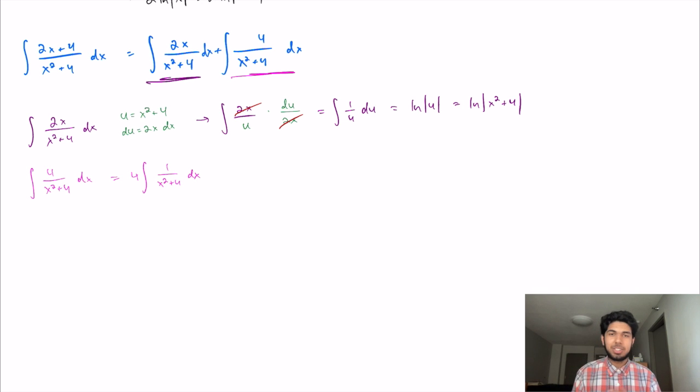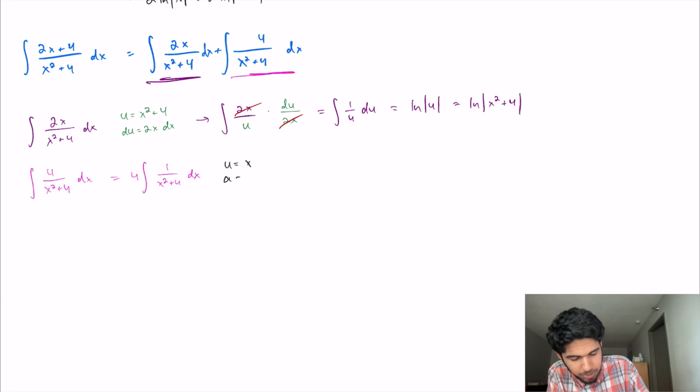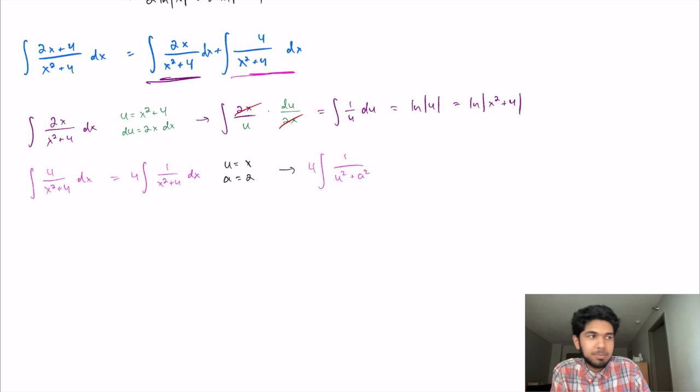Now this one's a little bit tricky, but it almost isn't. The denominator is the sum of two squares. So let's just suppose I let u equal x and a equal 2. Then our integral is equivalent to 4 times the integral of 1 over u squared plus a squared. Well, we know what that is. That's simply going to be equal to 1 over a times arctangent of u over a.